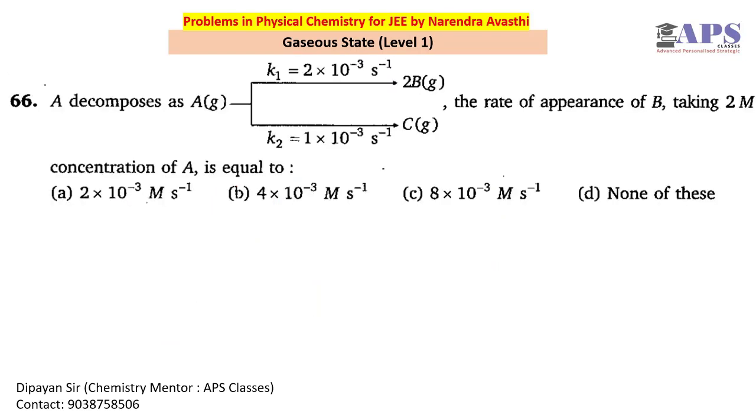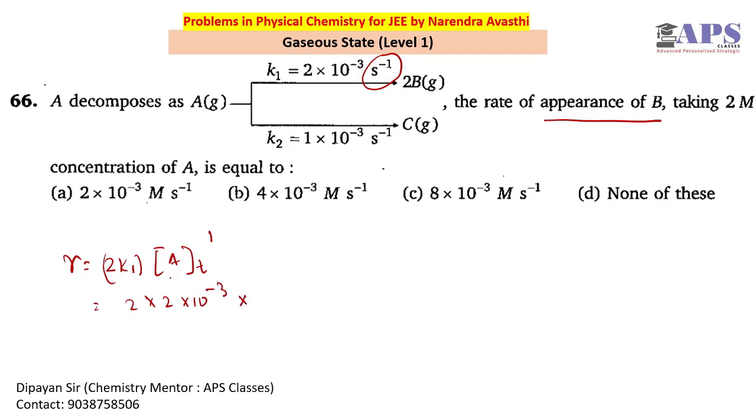Moving forward to question number 66, we have to calculate the appearance of B. So we can write the appearance of B, that is R, equal to 2 into K1 concentration of A at time t to the power 1, as this is a first order reaction. Okay, so 2 into 10 to the power minus 3, and concentration of A is 2, so it will become 8 into 10 to the power minus 3 molar minute inverse. So 8 into 10 to the power minus 3 will be your correct answer, which is option C.